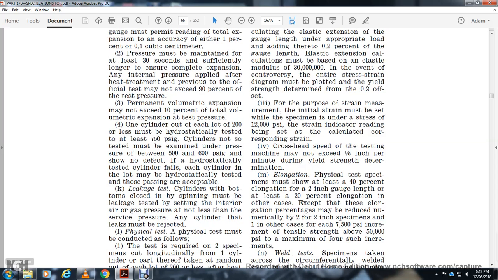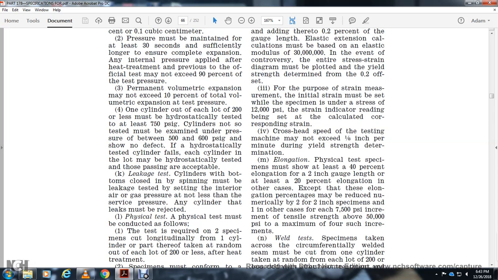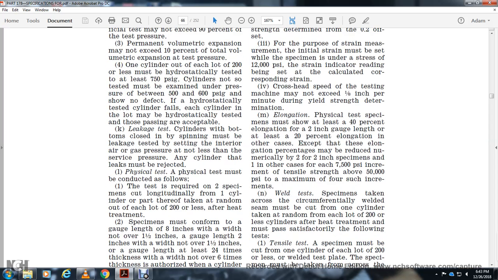Physical test of the cylinders must be conducted. Tests require at least 2 specimens cut longitudinally from one cylinder. They are taken at random from each lot of 200 or less after heat treatment.